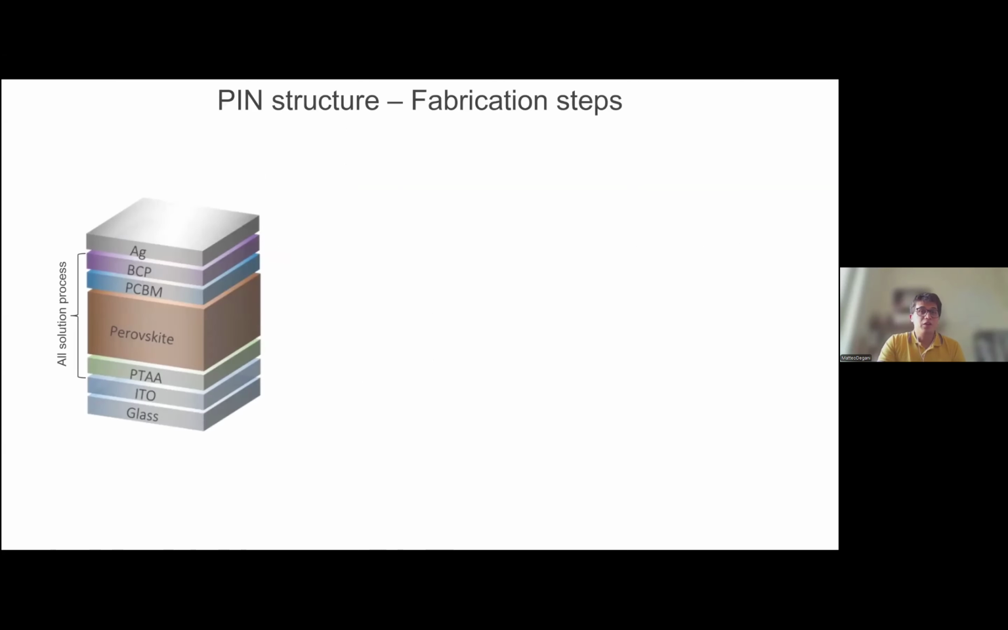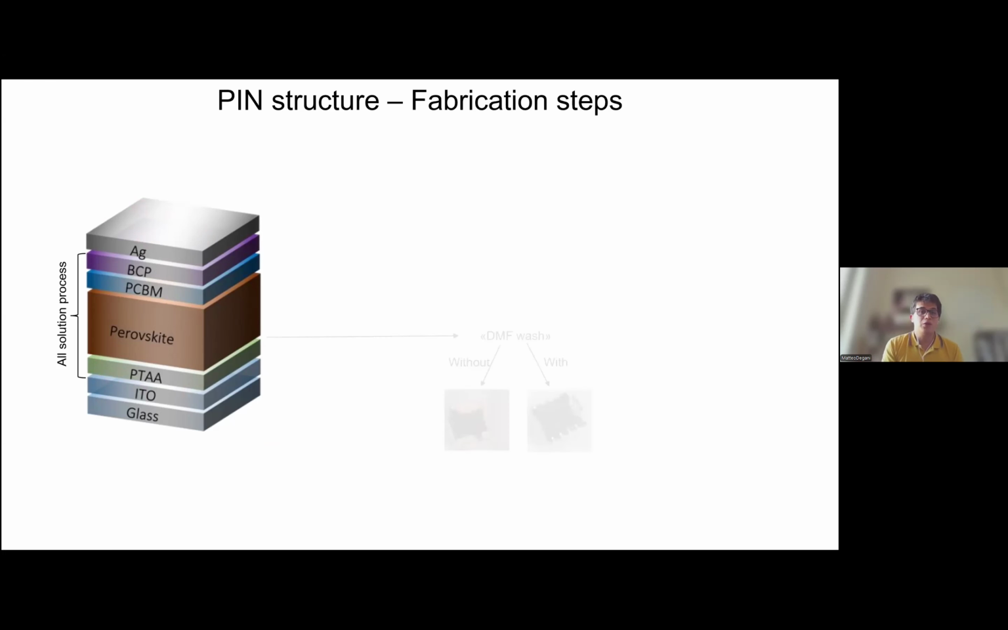And in the second part of my talk, I will present the results I achieved in my lab. I would like to start with the inverted structure. And basically, this is the type of perovskite solar cell I made. All the layers are deposited by solution process, except the metal contact, which is obviously evaporated.